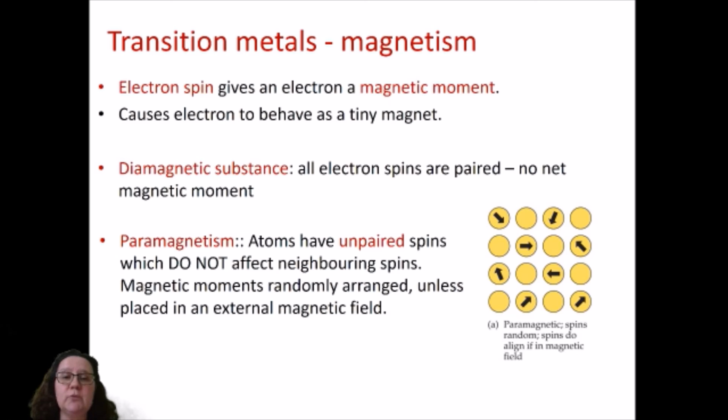Sometimes you have atoms that have unpaired electrons, unpaired spins, but those unpaired spins do not affect each other. They are randomly arranged, and when you put the substance in the presence of a magnetic field, they will arrange with respect to the magnetic field. That's what we call a paramagnetic substance. So they have unpaired electrons, they have unpaired spins, but they do not affect each other.